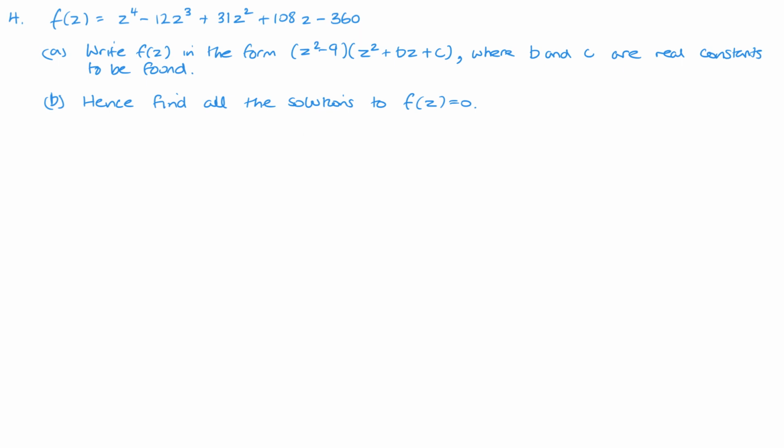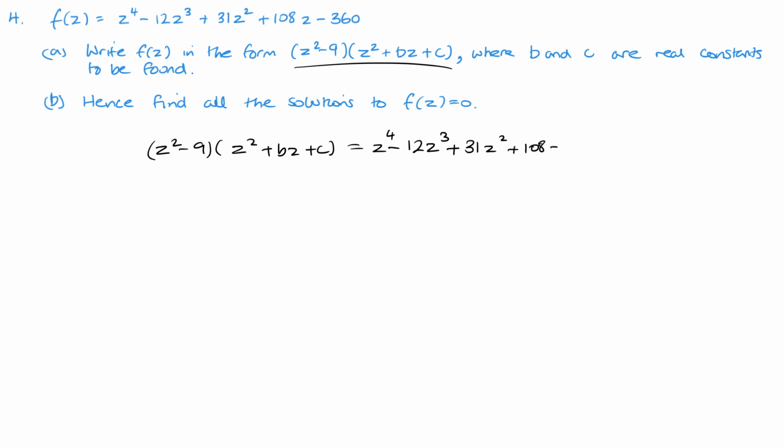This has a lot of similarities with the last question, but I thought I would talk through it again. So we want to write it obviously in this form. So (z squared minus 9)(z squared plus bz plus c), and of course this is equal to z to the power 4 minus 12z cubed plus 31z squared plus 108z minus 360. So again, compare your coefficients. Obviously we don't need to worry about the letter a here, as that's just 1 and we can see it there anyway. So moving on to this one, b.